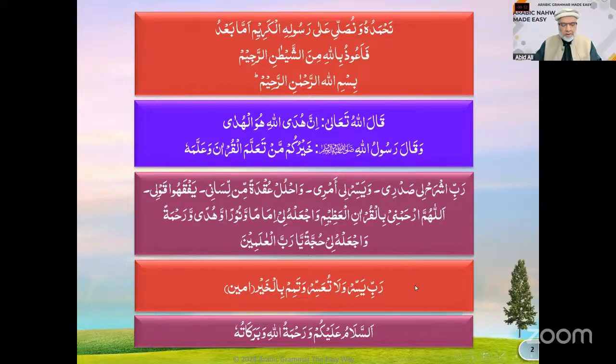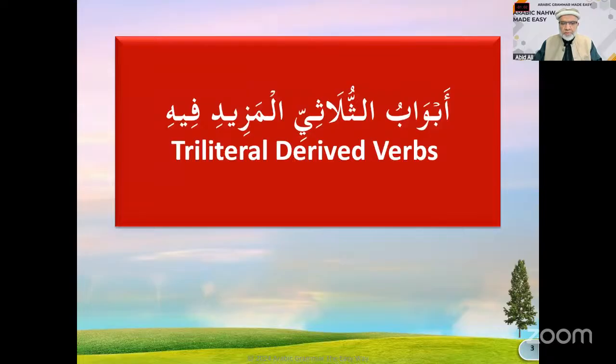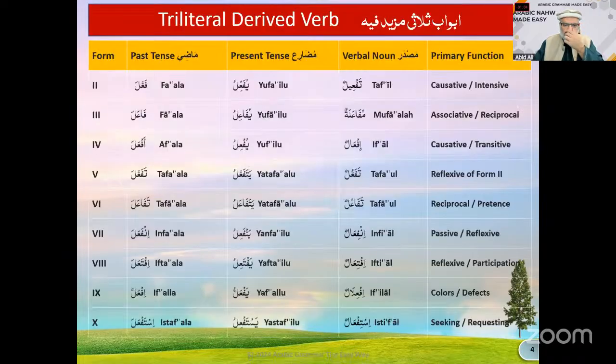So, Alhamdulillah, once again, with the extreme mercy of Allah subhanahu wa ta'ala, we are gathered here and we are going to continue our lesson for the Bab Thulathi Mazeed Feeh. And this is the chart which we are going to cover in this class. I'm sure you got a chance to look at it. So there is a form 2, form 3, form 4. And we are starting with form 4, which is Bab If'āl. And today we are going to look quite thoroughly through this Bab and try to understand this.